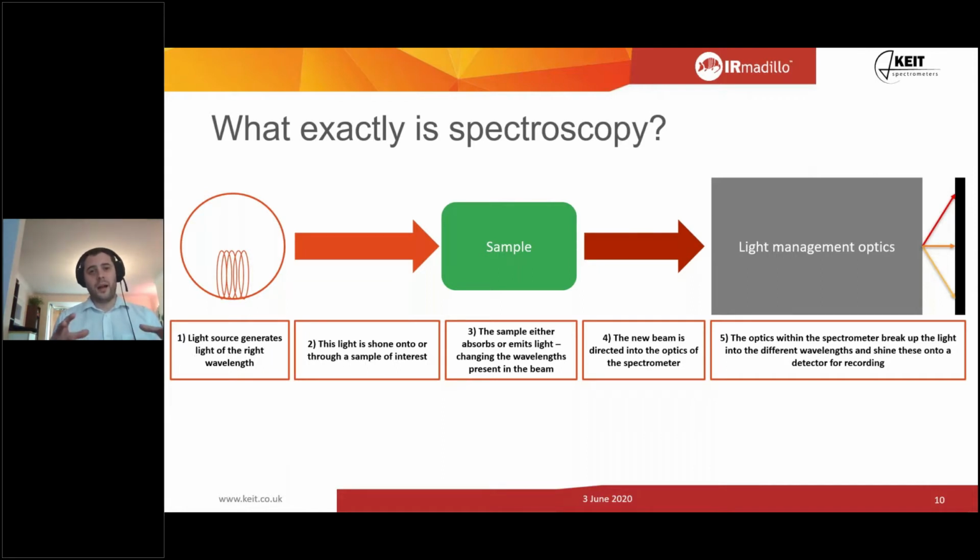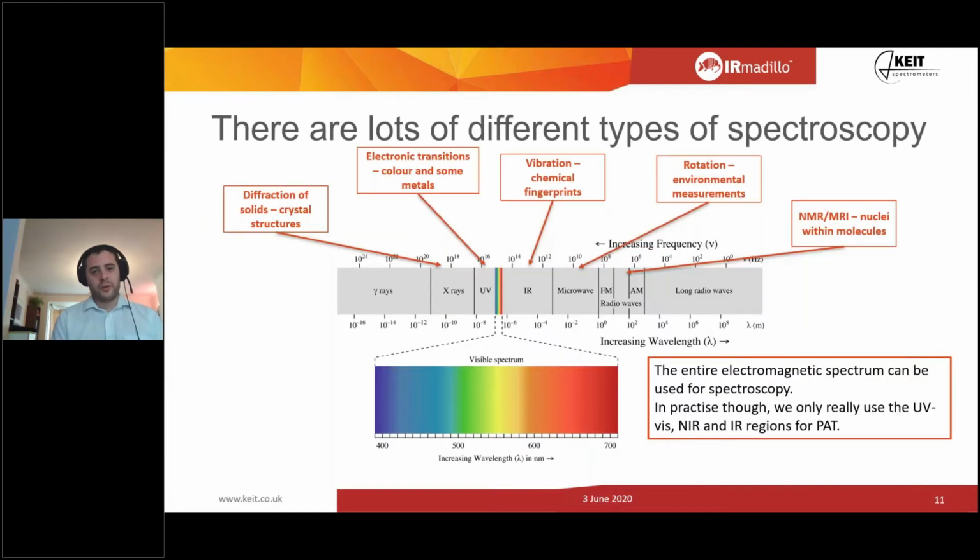What we do as spectroscopists is take that data and turn it into a quantitative measurement. We see how much of that light comes out green, how much of that light comes out red. And that's what spectroscopy is. As I said, there are loads of different types of spectroscopy.